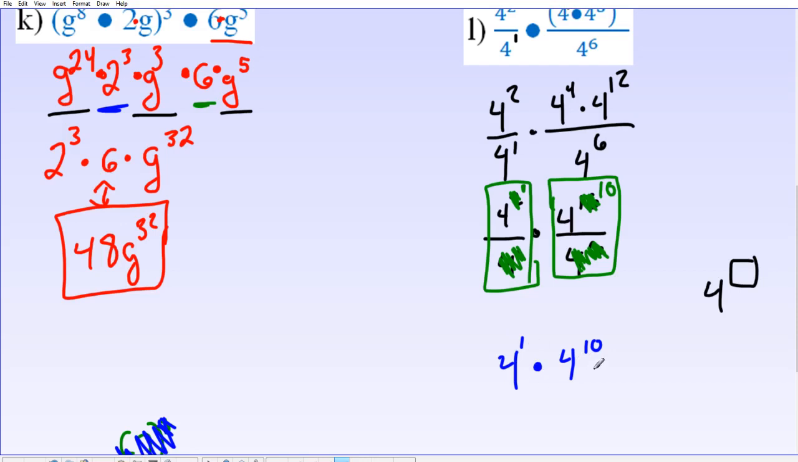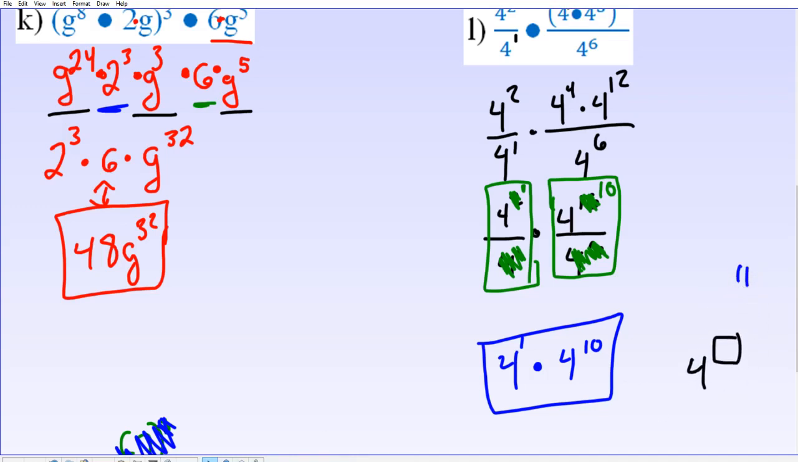This is two powers being multiplied together. I've got a total of 11 4s being multiplied together. I was hoping I could just move the square. So I get an answer of 4 to the 11th power.